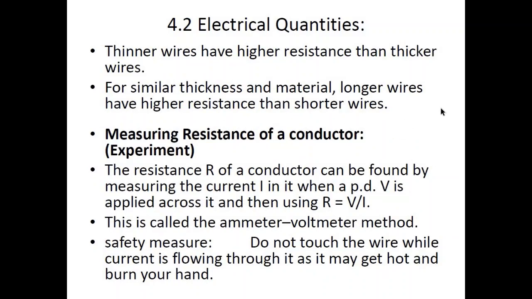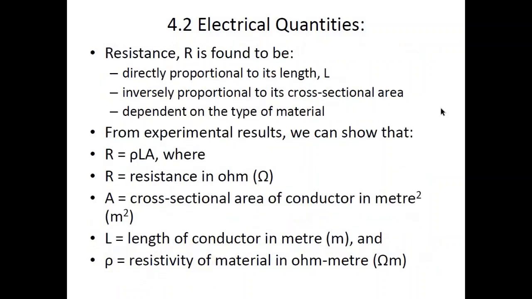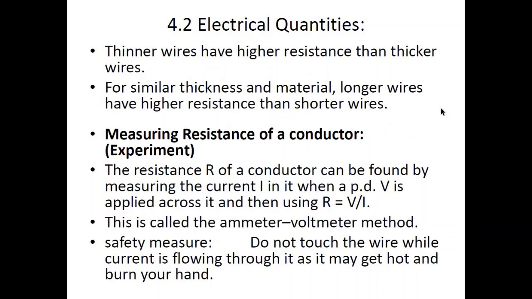Thinner wires have higher resistance than thicker wires because cross-sectional area is inversely proportional, and similarly, with the same thickness and material, longer wires have higher resistance than shorter wires.